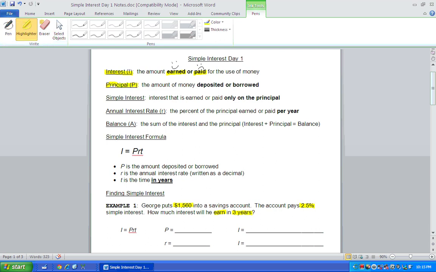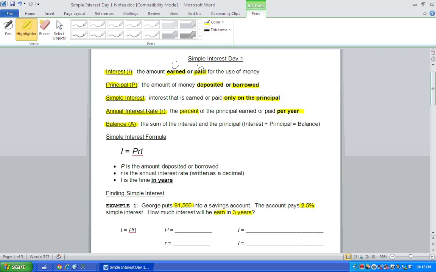Then we have principal, and that's the amount of money either deposited or borrowed, depending on the situation. Simple interest, that's the interest that is earned or paid only on the principal. Our annual interest rate, that's the percent of the principal earned or paid per year.